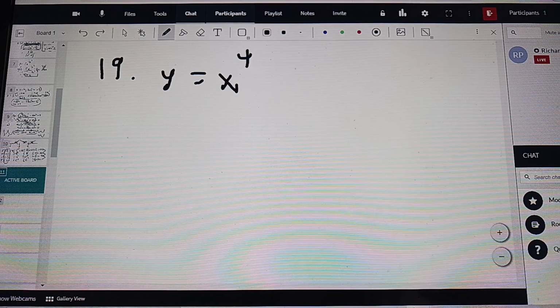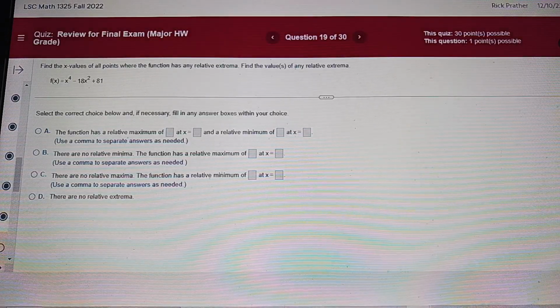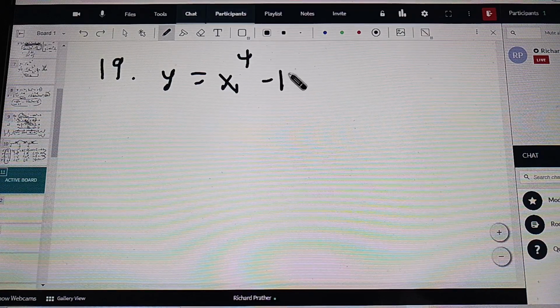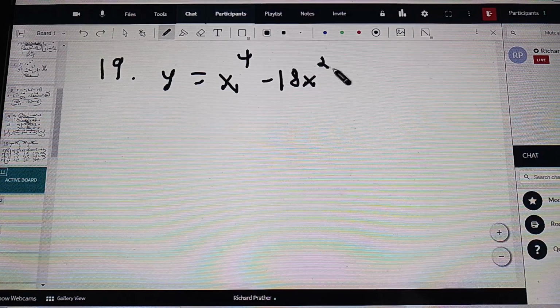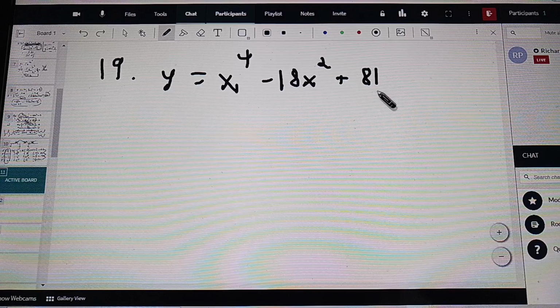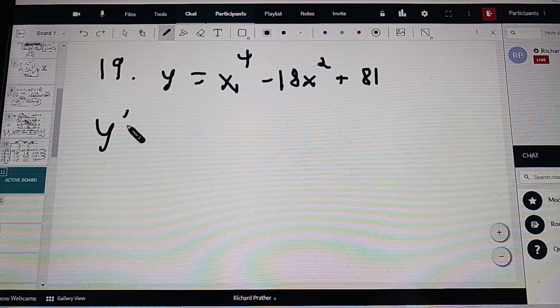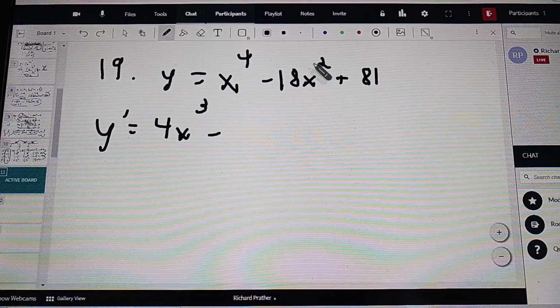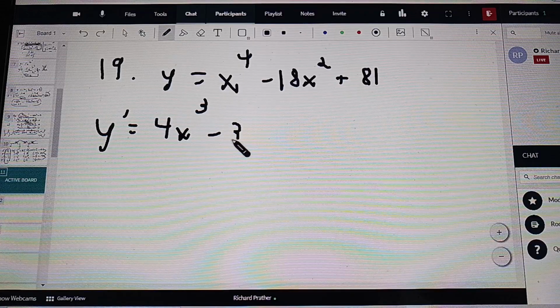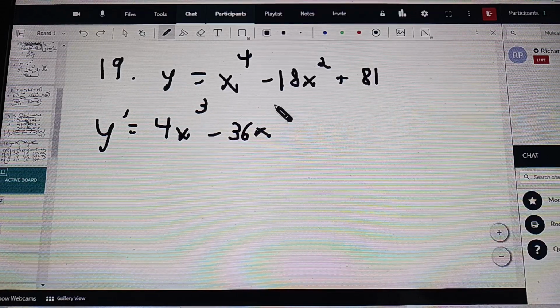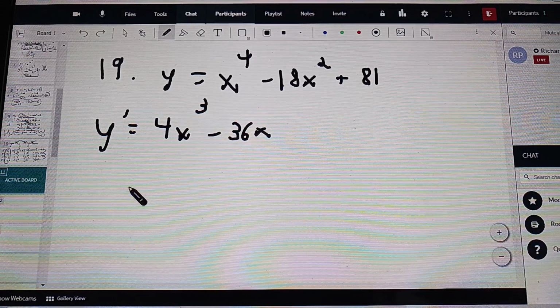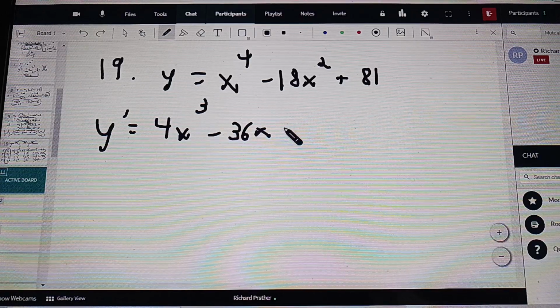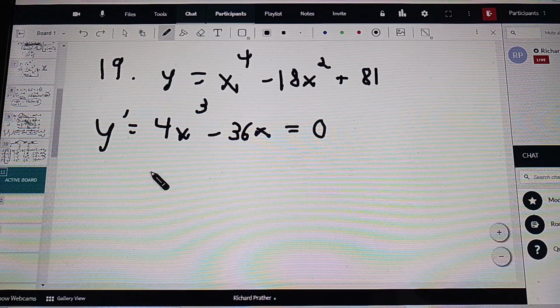So there could be 3 critical numbers. Minus 18x squared plus 81. This is one that might be a symmetrical graph that looks like a W actually. So the first derivative would be 4x to the 3rd minus 36x to the 1st plus nothing. So this is never undefined because it's a polynomial. It could equal 0 3 times.